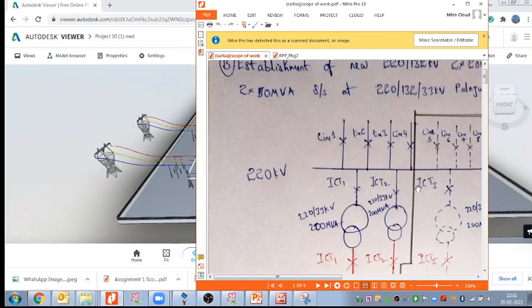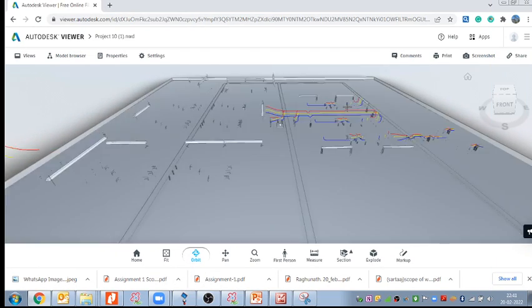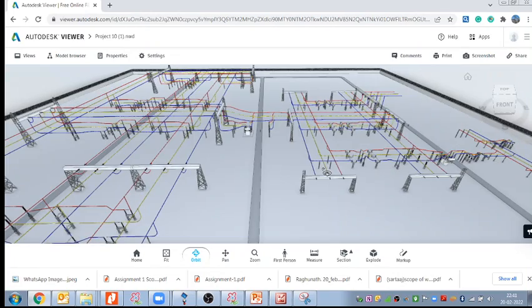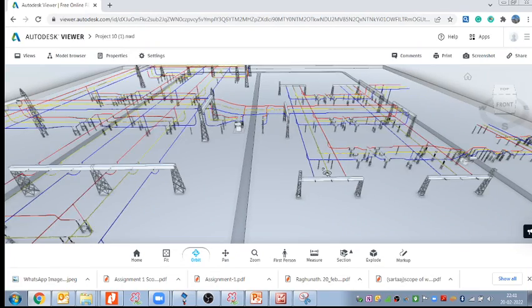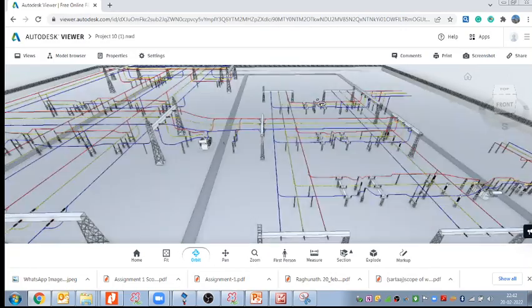Okay, then ICT 1 and 2. After the ICT, it will go to the bus here. So that is my 132 kV bus, this one, and then we have the 132 kV line. So this is my 132 kV line here that you can see. One here, and yeah, one more line we have drawn here. So this is the 132 kV line.